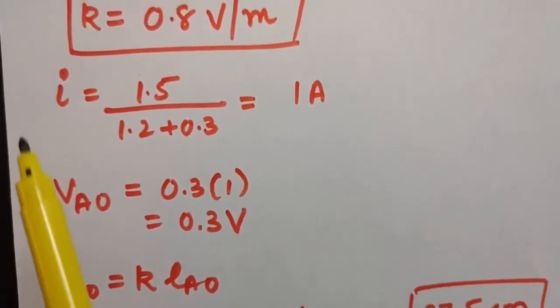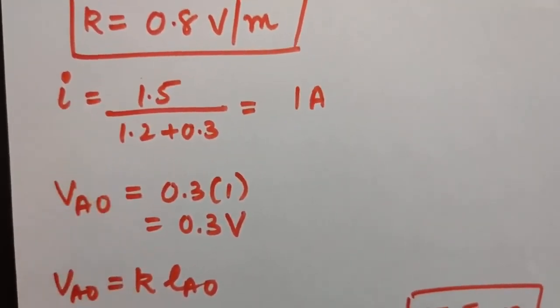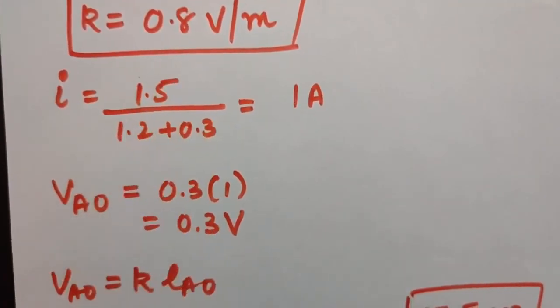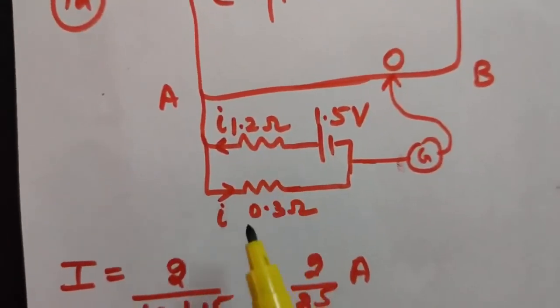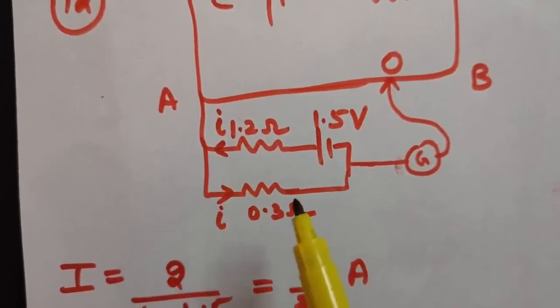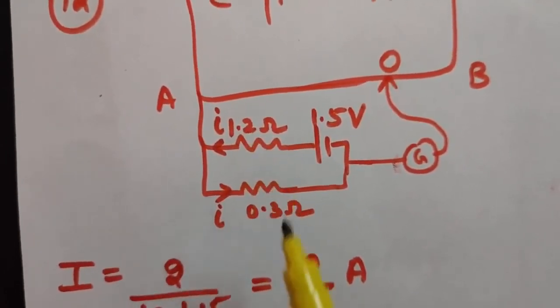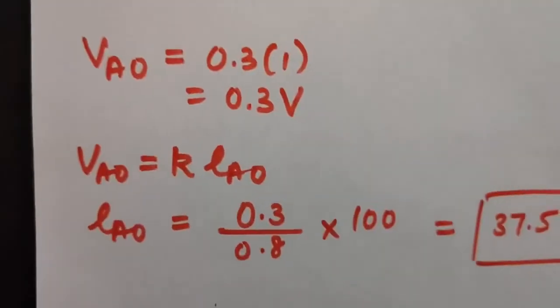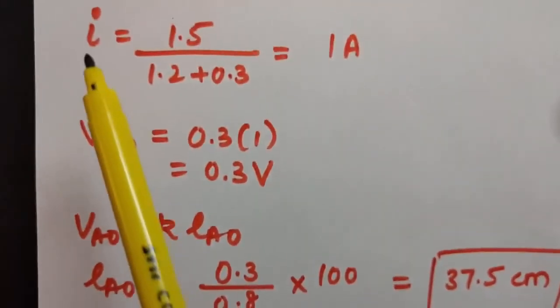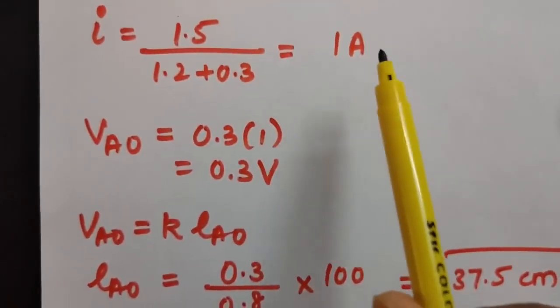So for that, let us calculate the current in experimental circuit. In that, the voltage is 1.5. See, the voltage is 1.5 and 1.2 ohms and 0.3 ohms are connected in series. So the total resistance will be addition of that. So I will come to be 1 ampere from this.